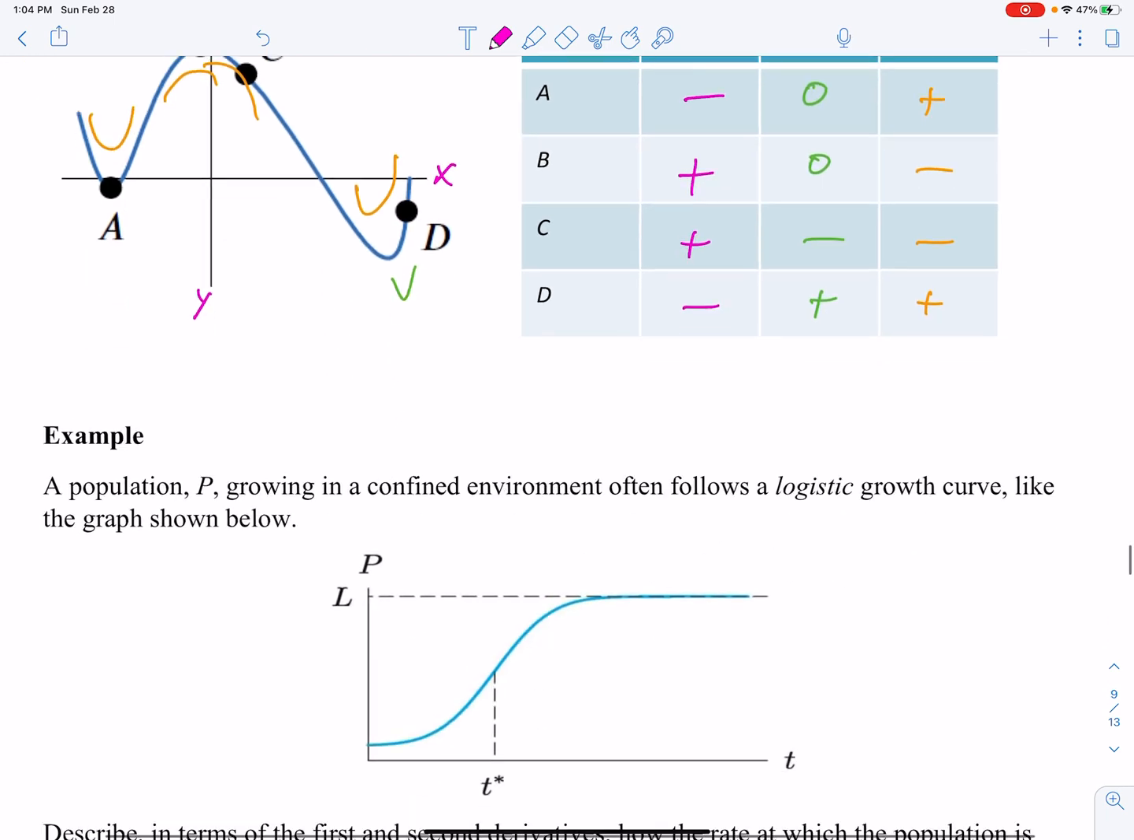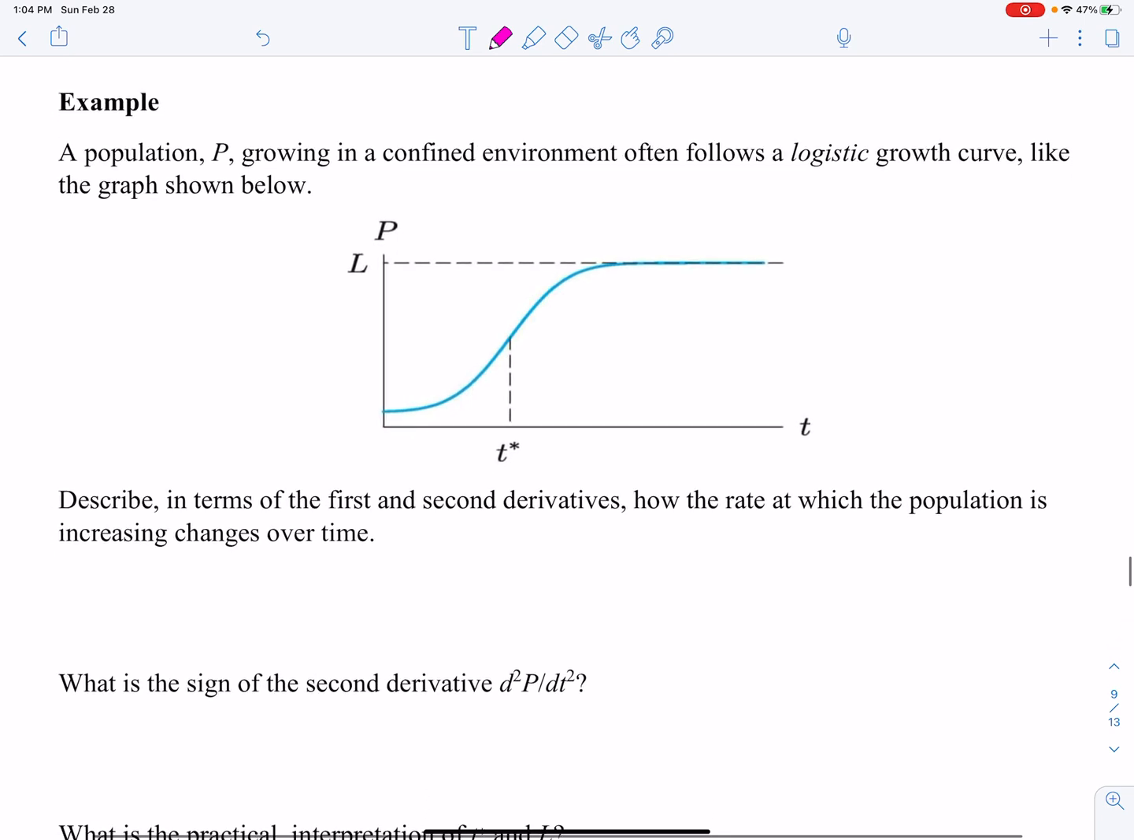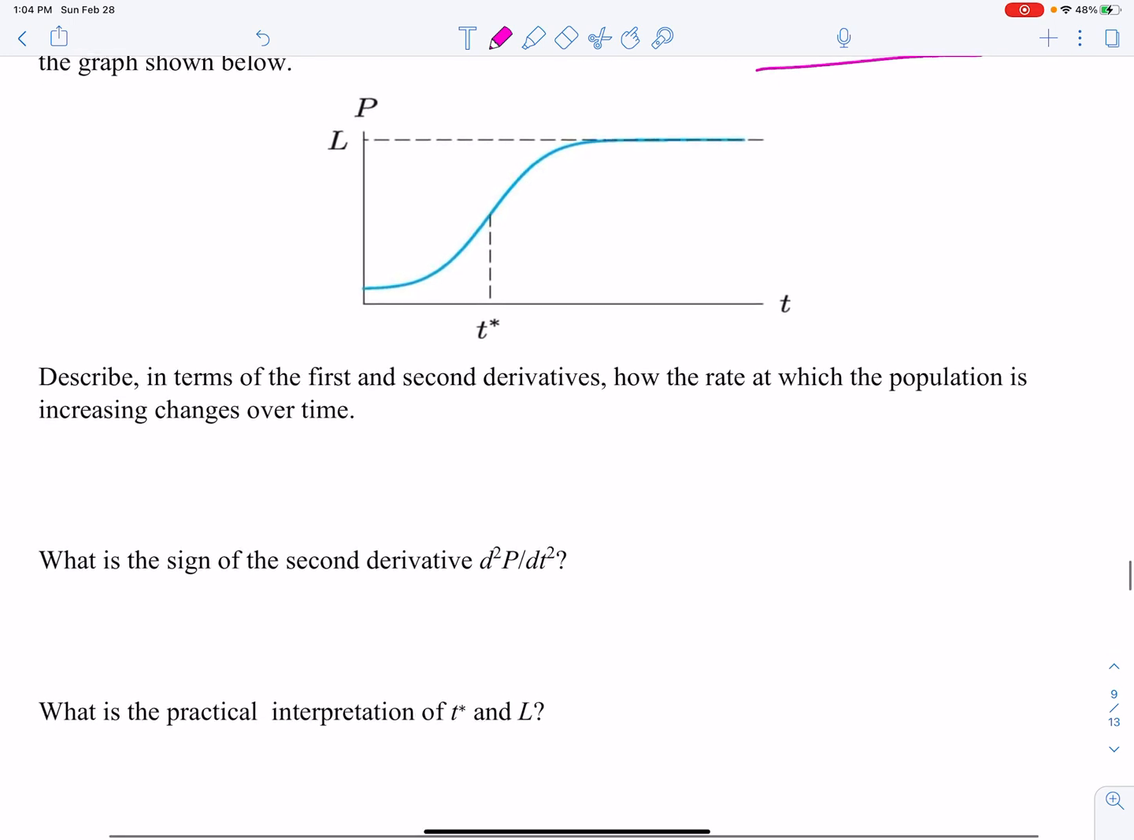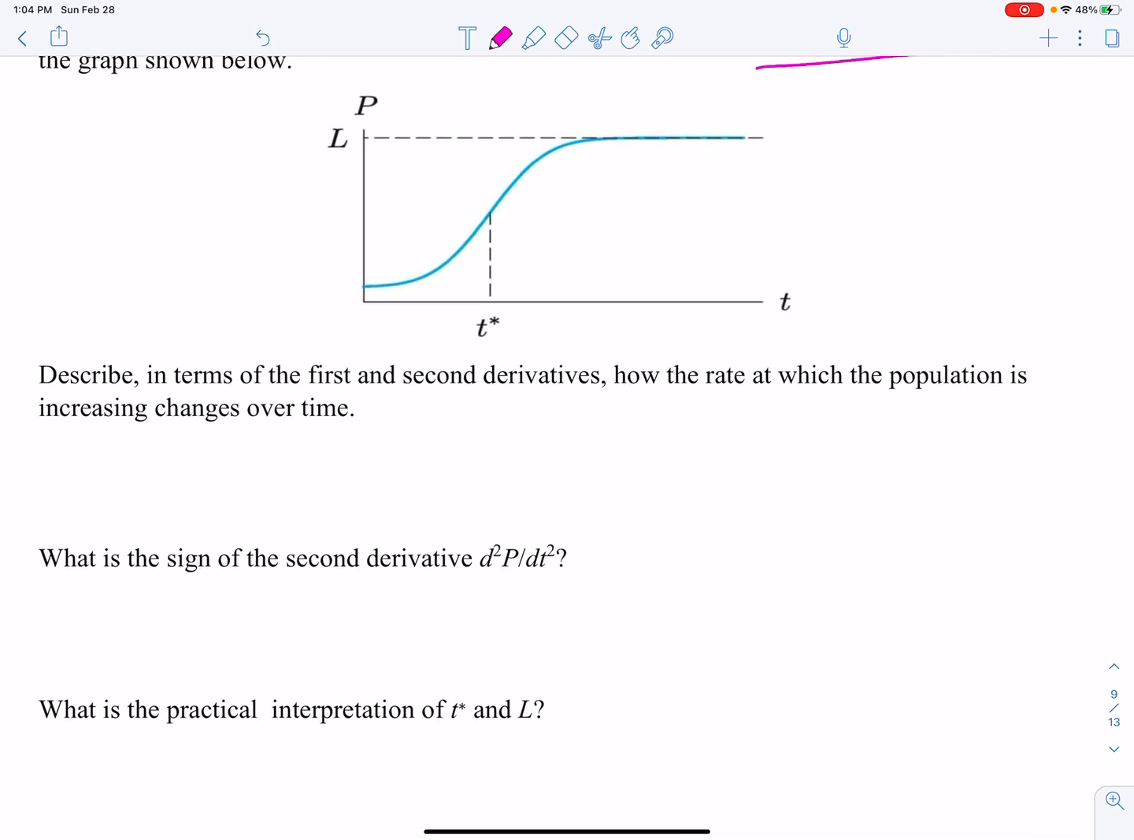All right, another example here. Population P, growing in a confined environment, often follows a logistic growth curve, like the graph shown below. Describe in terms of the first and second derivatives how the rate at which the population is increasing changes over time. Okay, so the first derivative.